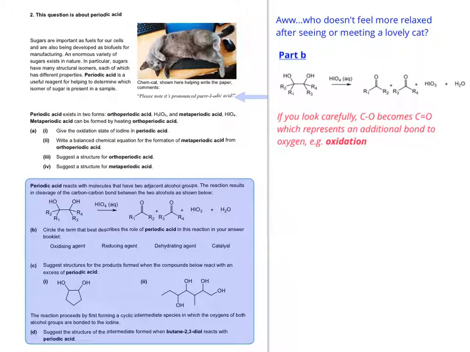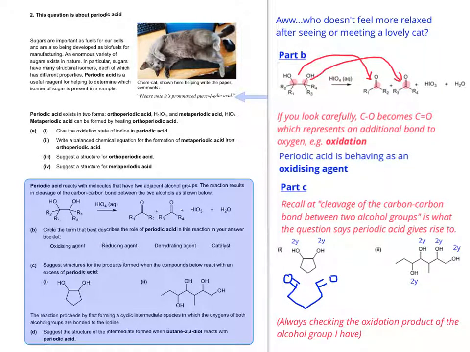So in the next one, they're asking you to work out whether your periodic acid is acting as an oxidizing agent, a reducing agent, a dehydrating agent, or a catalyst in the reaction that they give you. If we look carefully, you'll see that C single bond O becomes C double bond O. So this must be the creation of an extra carbon-oxygen bond. So this is an oxidation. Therefore periodic acid is behaving in this case as an oxidizing agent.